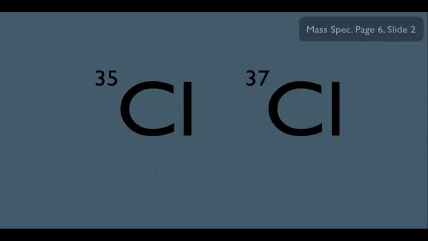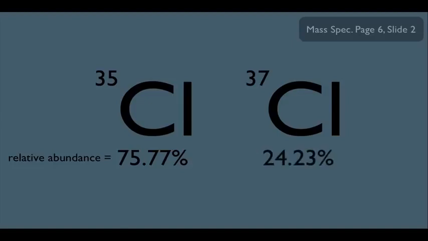If you remember from general chem, Cl also comes in 2 isotopic forms, Cl35 and Cl37. And it just so happens that their relative abundance is 75.77% for the Cl35 and 24.23% for the Cl37. So again, let's look at an example here.